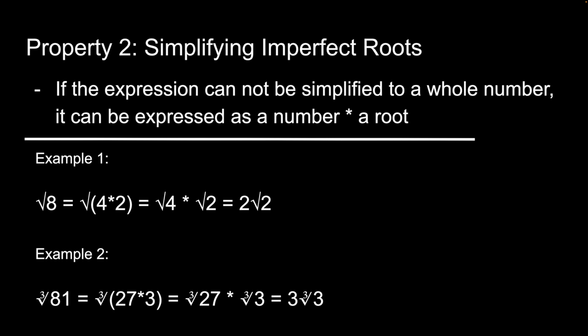The cube root of 81 we can rewrite as the cube root of 27 times 3, which is equal to the cube root of 27 times the cube root of 3. Now the cube root of 27 is simply 3 because 3 times 3 times 3 is equal to 27. So the most simplified way to write the cube root of 81 is 3 times the cube root of 3.